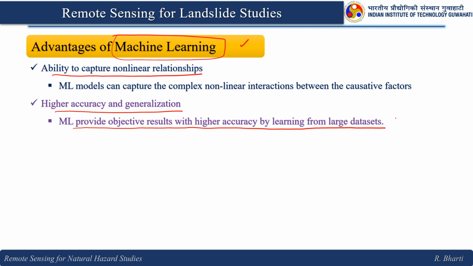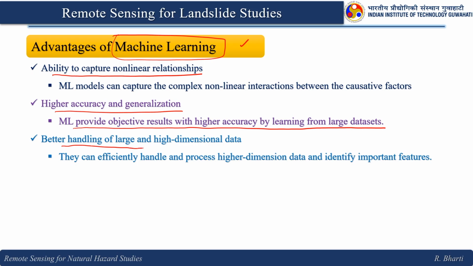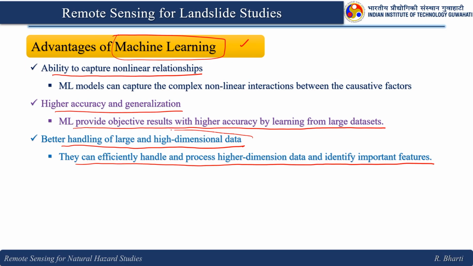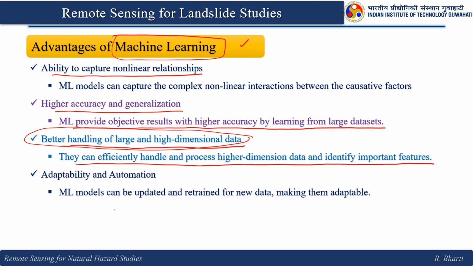So, here the historical data set, the number of points should be large, then only your machine learning will help you. Better handling of large and high dimensional data. They can efficiently handle and process higher dimension data and identify important features, because when you are talking about the parameter that is triggering the landslide, here the list is not limited to 5 or 6 parameter. It can be 10, 15, 20 depending upon your area, and that can be used in machine learning, and machine learning will handle your high dimensional data sets.